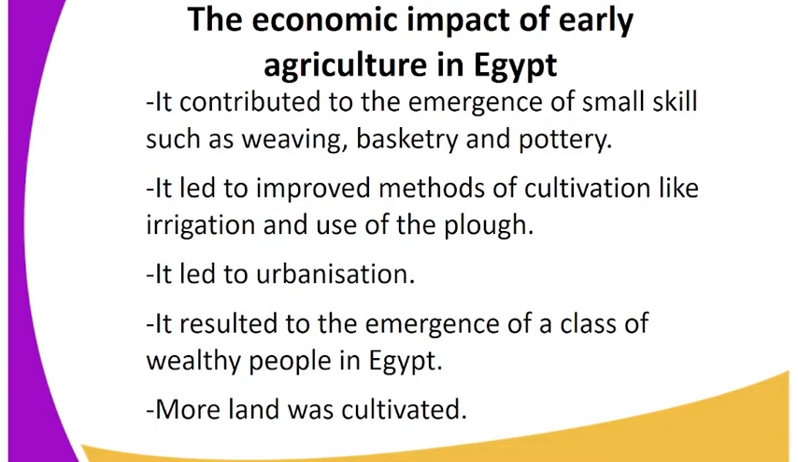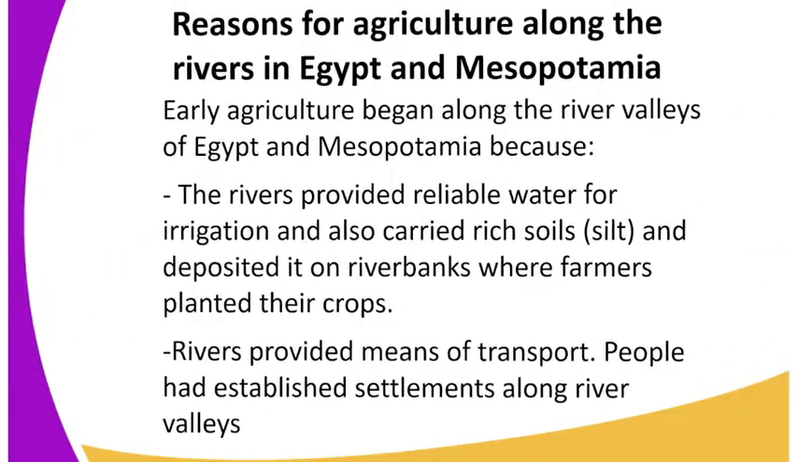It also led to improved methods of cultivation like irrigation and use of the plough. Another thing, it led to urbanization. It resulted in the emergence of a class of wealthy people in Egypt. And finally, more land was put under cultivation.